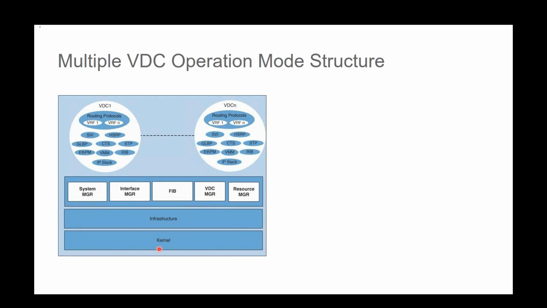So you have your kernel and infrastructure underneath, which are the cards, the supervisors, everything. These are all the same and shared across all your VDCs. Same with the manager layer: your VDC manager, resource manager, interface manager. But then within your VDCs, you have your own set of VLANs, your own set of VRFs, your own routing processes, IP stack, all of that.